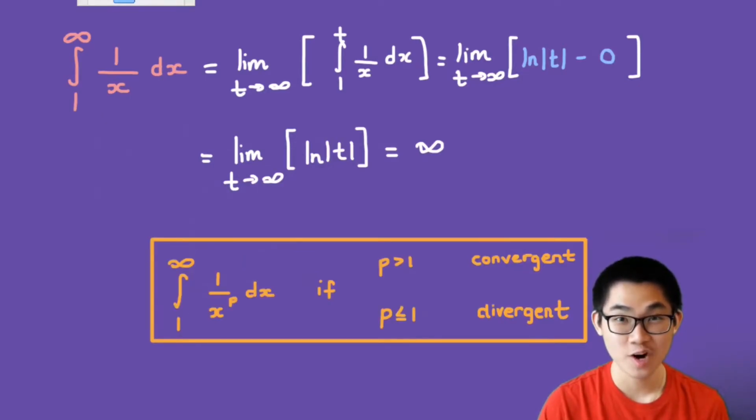So here is the formula. Whenever you see the integral from 1 to infinity of 1 over x to the power of p dx, if p is larger than 1, then this integral will be convergent. And if it is smaller or equal to 1, then it will be divergent.